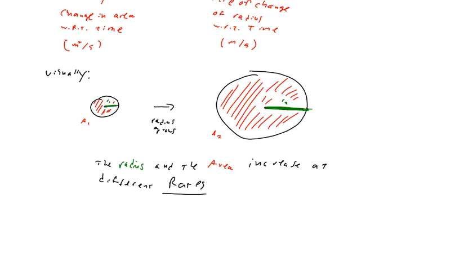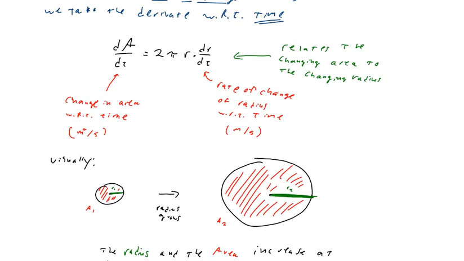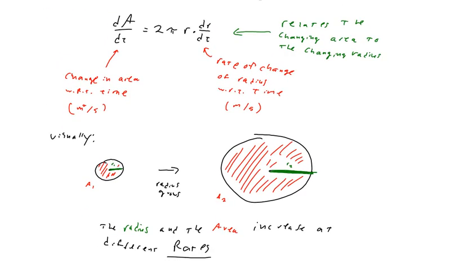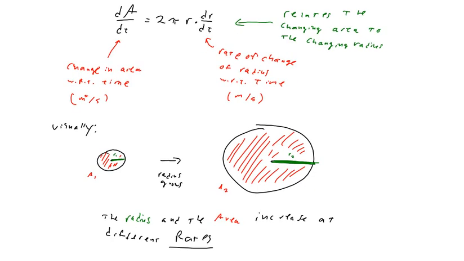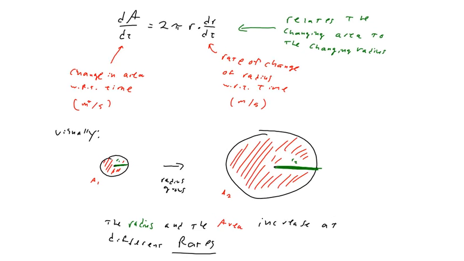We can calculate how quickly the area and radius change. We know the relationship between the change of radius and how this much change in radius will influence this much change in area. And that connection comes from the formula we have right here: the rate of increase of the area compared to the rate of increase of radius. We can understand those rates by this formula here.